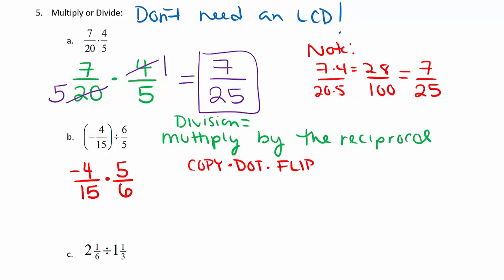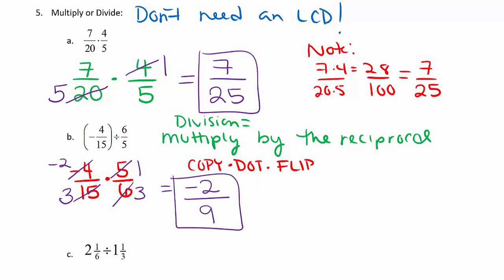I would start by looking for common factors. 5 and 15 are divisible by 5. 5 divided by 5 is 1. 15 divided by 5 is 3. And 6 and 4 have a common factor of 2. 6 divided by 2 is 3. Negative 4 divided by 2 is negative 2. And then if I multiply straight across, I get a negative 2 over 3 times 3, which is 9.